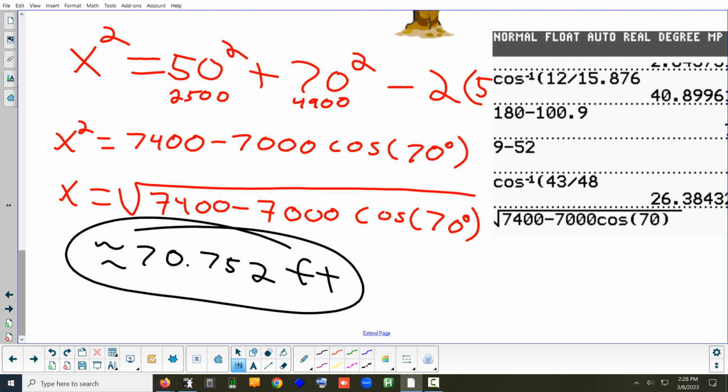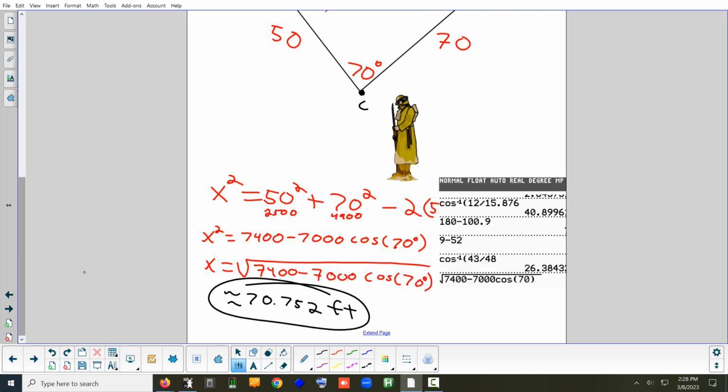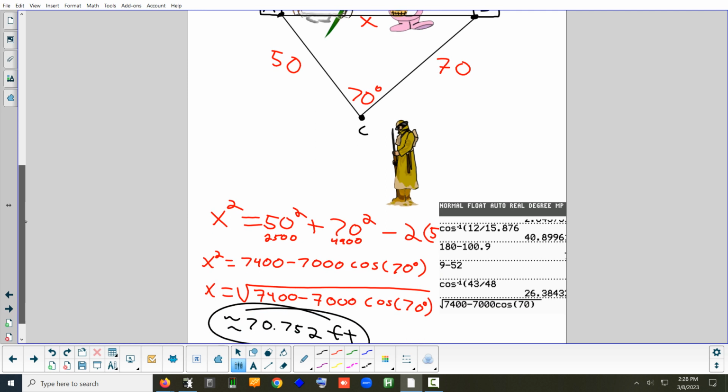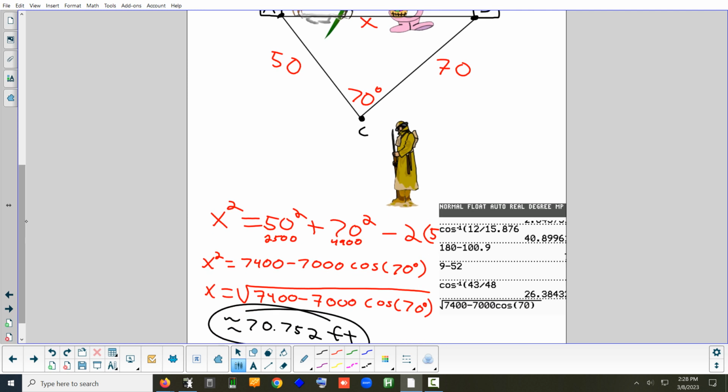Questions on that? That's how you find the distance between the two houses.